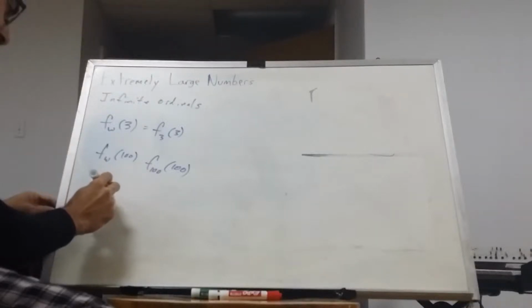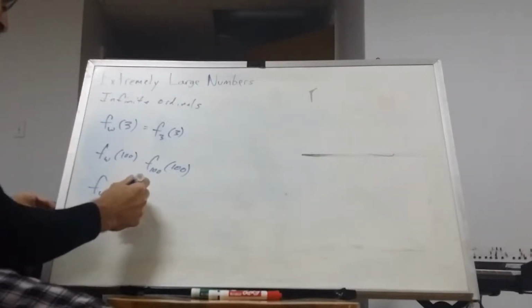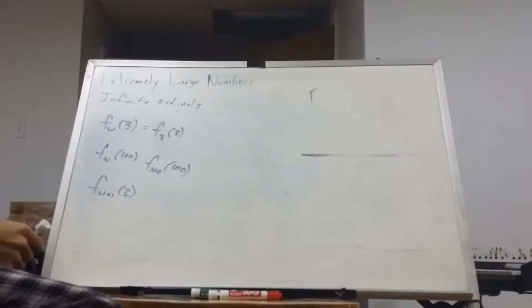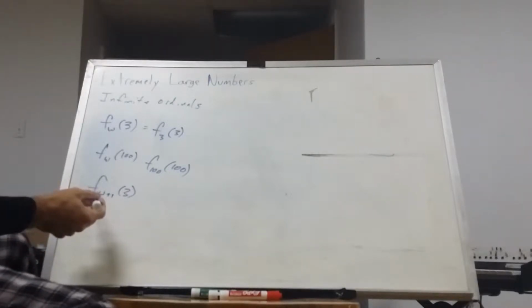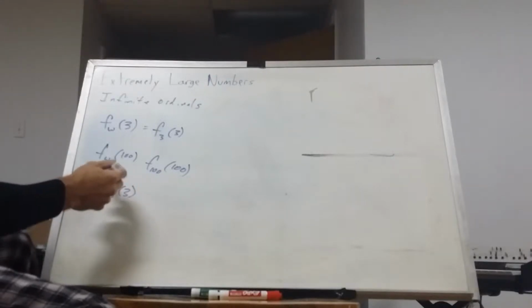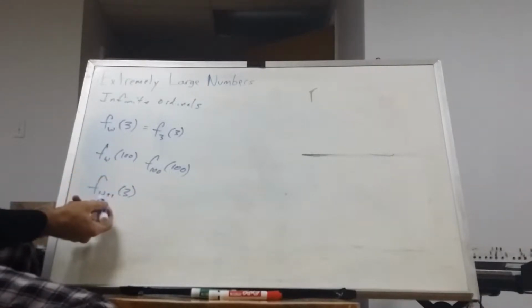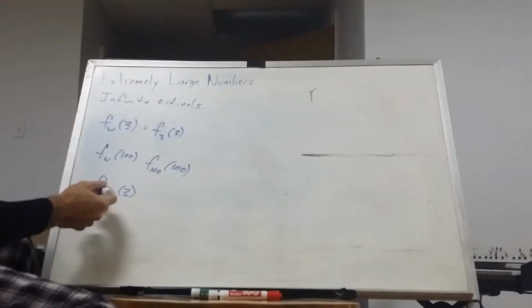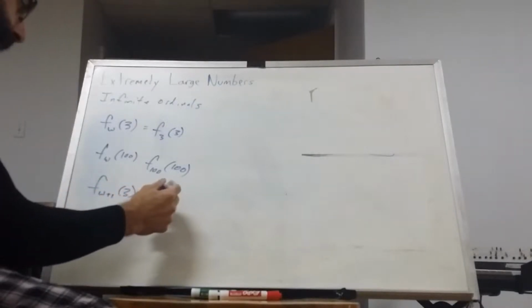Do f omega plus 1 of 3. Well, we can go back to our rules. This is the exact same as the thing before it. So we can take 3 copies of the f function, the one that's minus 1 from this. So we have 3 copies of the f omega function. So let's write that down.